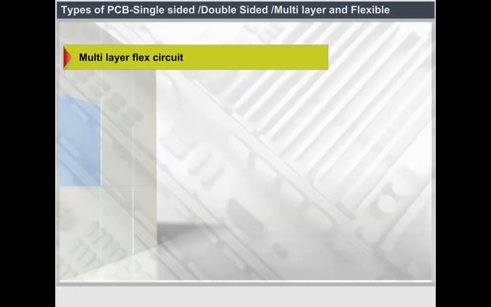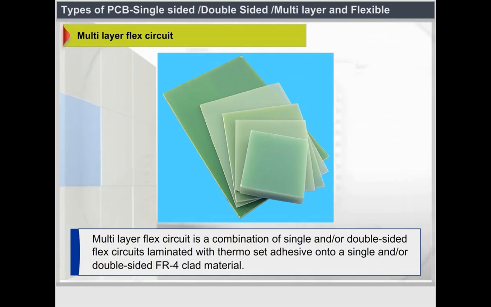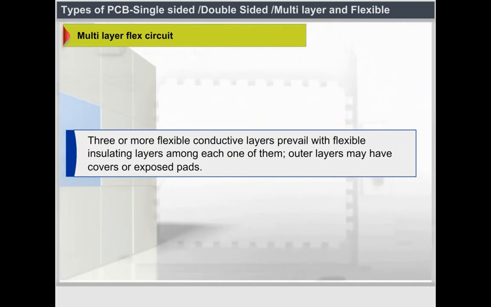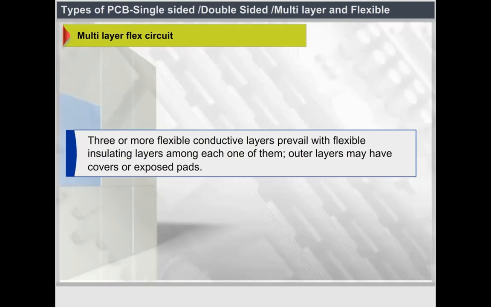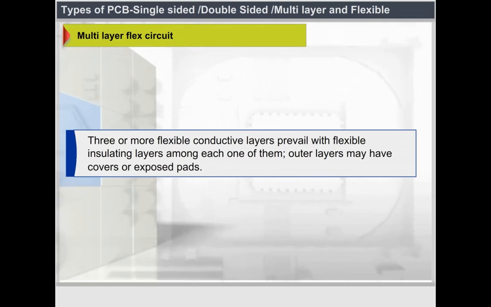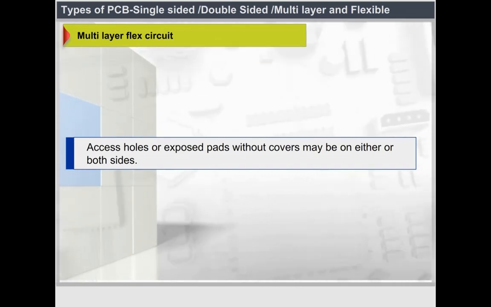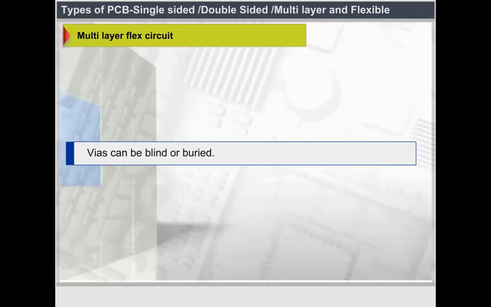Multi-layer flex circuit. Multi-layer flex circuit is a combination of single and or double-sided flexible circuits laminated with thermoset adhesive onto a single and or double-sided FR4 clad material. Three or more flexible conductive layers with flexible insulating layers between each one. Outer layers may have covers or exposed pads. Plated through holes provide connection between layers. Access holes or exposed pads without covers may be on either side or both sides. Vias can be blind or buried.